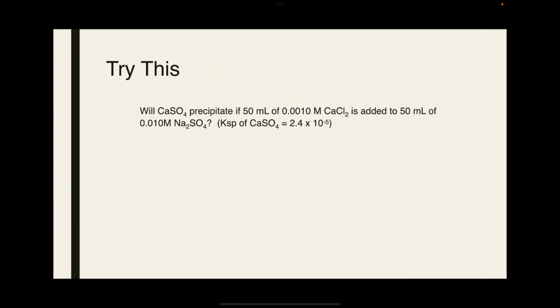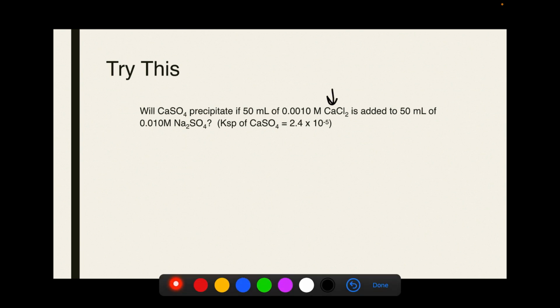Here's one to try on your own. Pause the video here, and when you come back, I'll reveal the answer. This one's slightly different because it doesn't involve a temperature change. Instead, it involves combining solutions with each of the constituent ions. So you'll need to start by determining your concentration of calcium ions and your concentration of sulfate ions in order to determine your Q value.